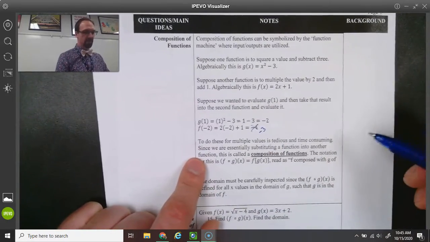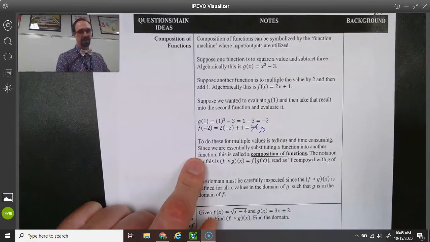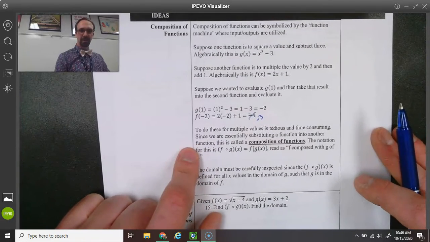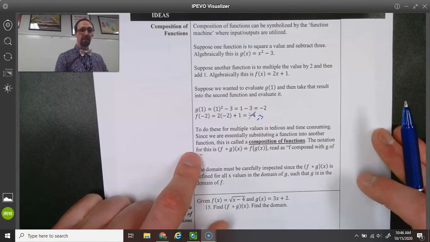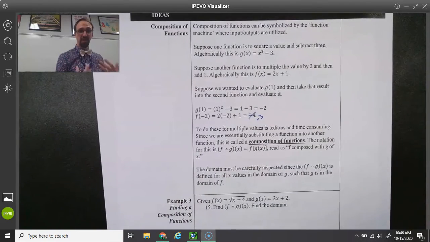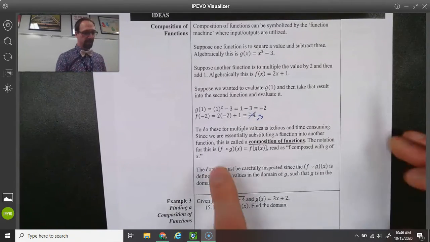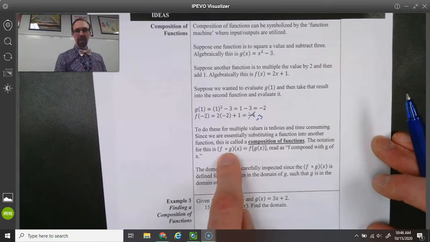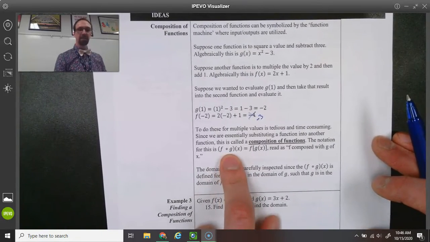To do these for multiple values is very tedious and time consuming. So what we're doing is the composition of functions, and by finding that new function, we can do this very quickly. So this is f composed with g of x. This tiny circle there means f composed with g.